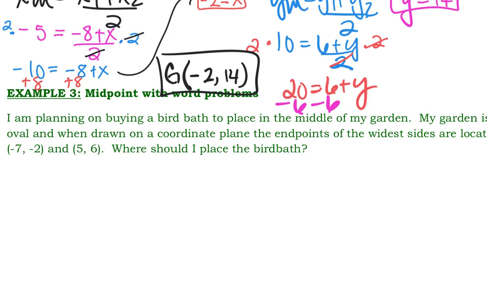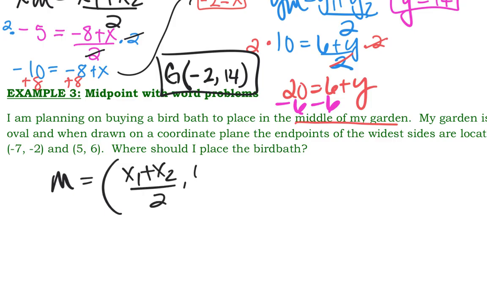Middle. Middle of the garden. That was the key part right there. So that means we're looking for a midpoint. And that's the one where all you do is add your x's, add your y's, and divide by 2. That's all we're doing. Add your x's, add your y's, divide by 2. All right?